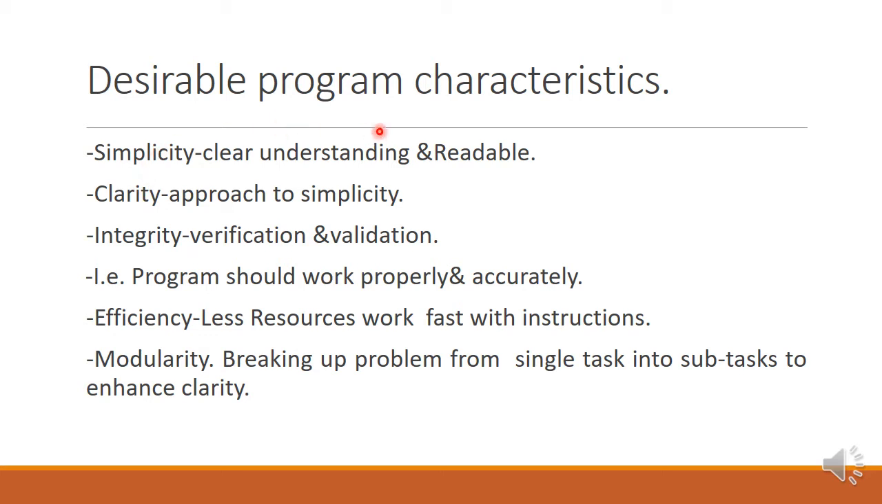Next, some programming characteristics, and the C program characteristics are simplicity. Simplicity is nothing but being very clear, understandable and readable. Next is clarity. Clarity means the approach is very easy to understand. Then integrity, efficiency. All of you know what efficiency means. Then modularity. What is modularity?